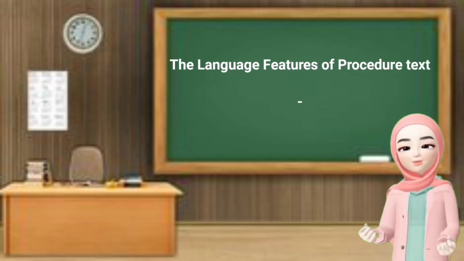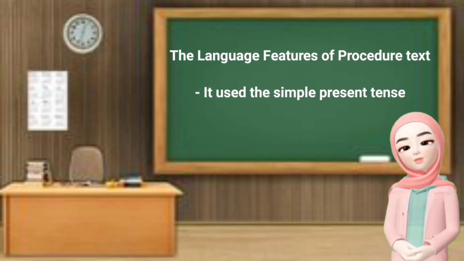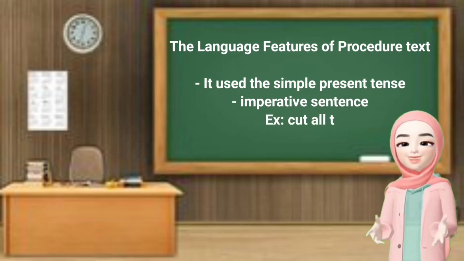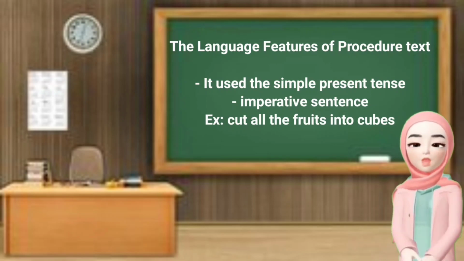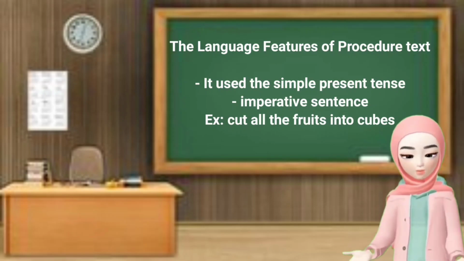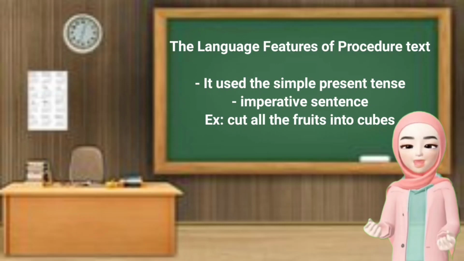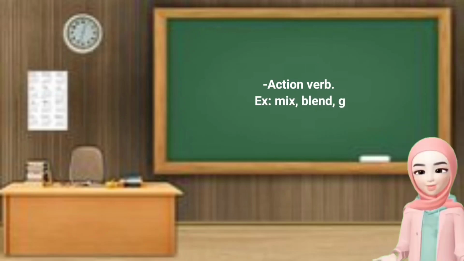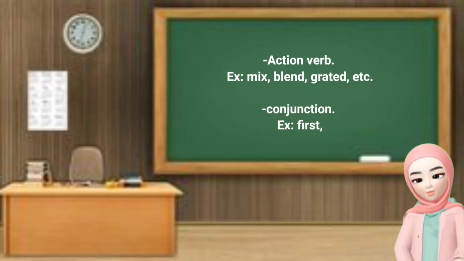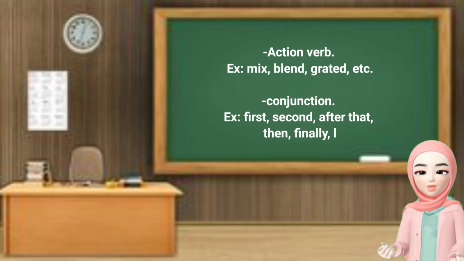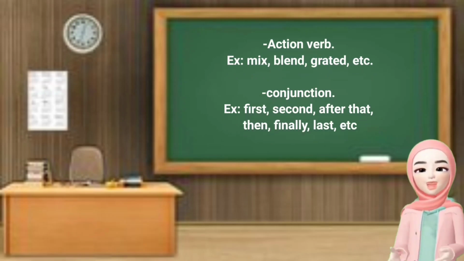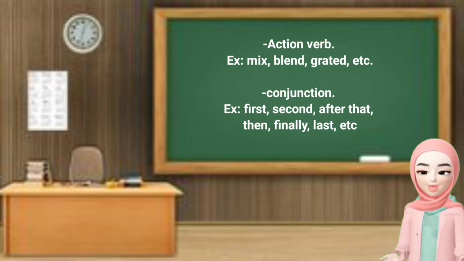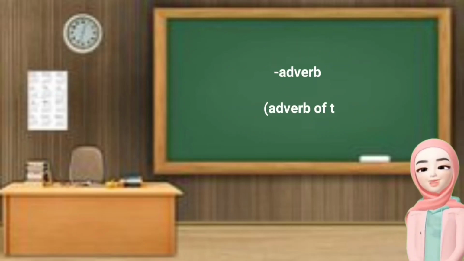Next, we move to the language features of procedure text. First, it uses the simple present tense because we do something at that time or right now. The second, it uses imperative sentences. For example, cut all the fruits into cubes. The third, it uses action verbs. For example, mix, blend, read it, etc. The fourth, it uses conjunctions. For example, first, second, after that, then, finally, last, etc.